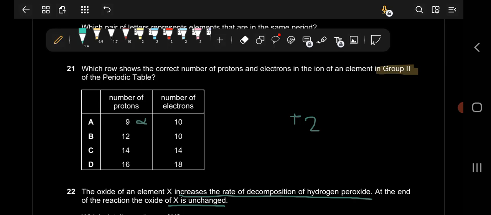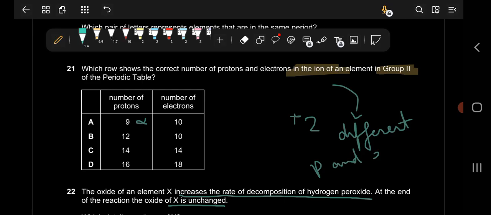And proton and electron numbers should be no... Look, they've asked for an ion. An ion means that the proton and electron numbers are different. They have different P and E numbers, okay? By P and E numbers, I mean proton and electron numbers.